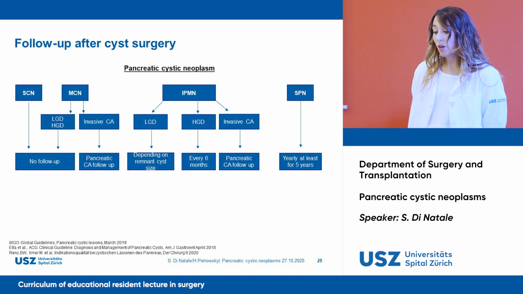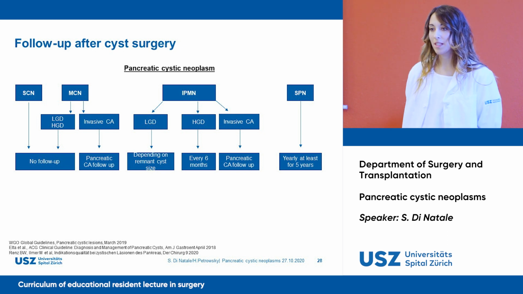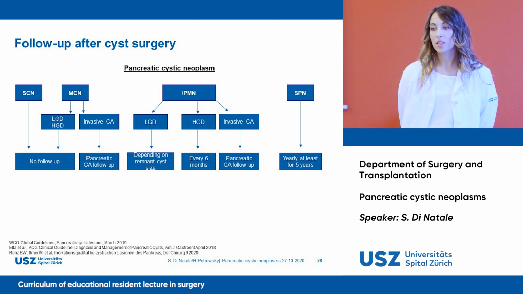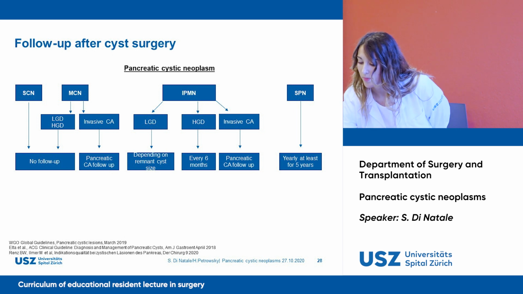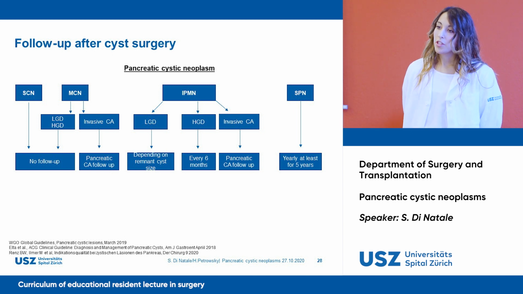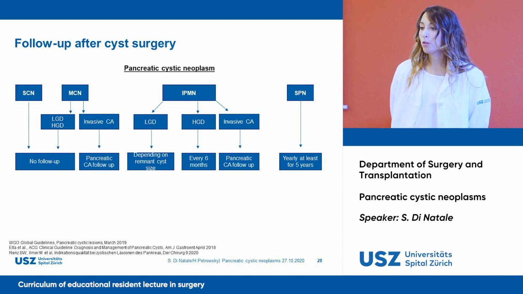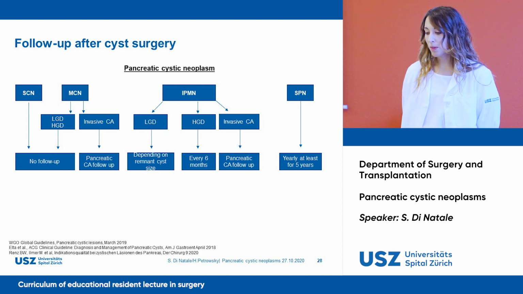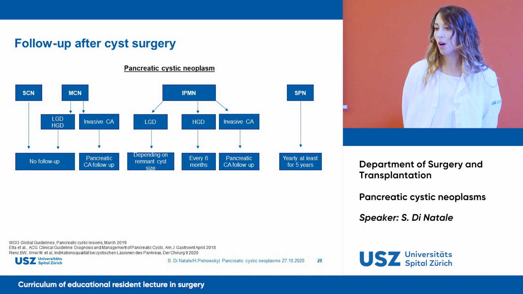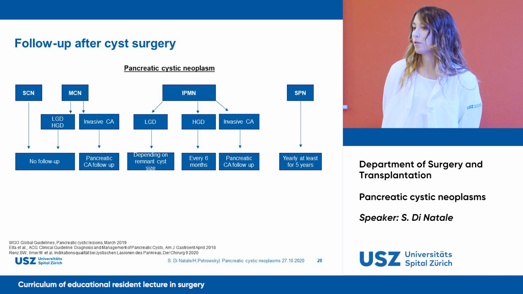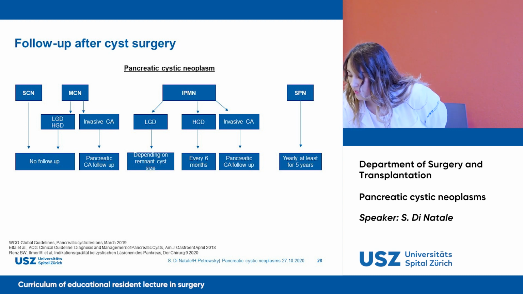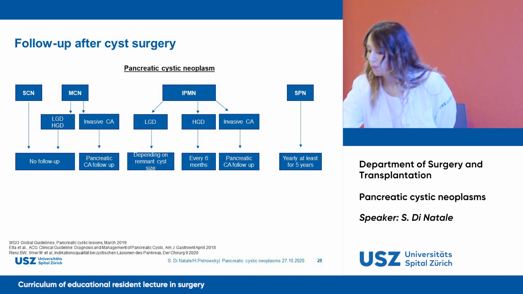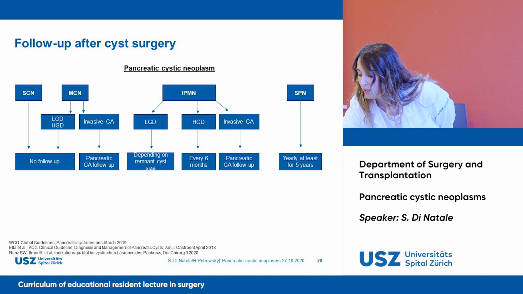Now, how should patients with resection of pancreatic cystic neoplasms be followed up? If the definitive pathology shows a serous cystic neoplasm, no follow-up is recommended. If the definitive pathology shows a mucinous cystic neoplasm with low-grade or high-grade dysplasia, also no follow-up is recommended. In case of mucinous cystic neoplasm with invasive cancer, the patient should be followed up with the pancreatic cancer guidelines for at least 5 years. If the definitive pathology shows an IPMN with invasive carcinoma, the patient also should be followed up with the pancreatic cancer guidelines for at least 5 years.